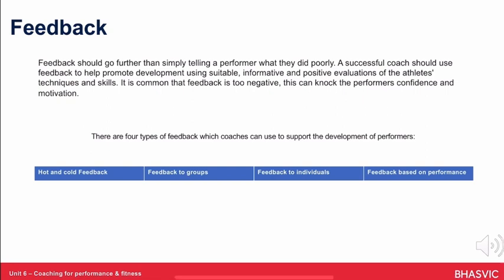There are 4 types of feedback which coaches can use to support the development of performers: hot and cold feedback, feedback to groups, feedback to individuals, and feedback based on performance. Hot and cold feedback is all about considering timing when addressing a performer about their performance. For example, the use of hot feedback is immediate or straight after a skill, technique, or tactic has been applied.